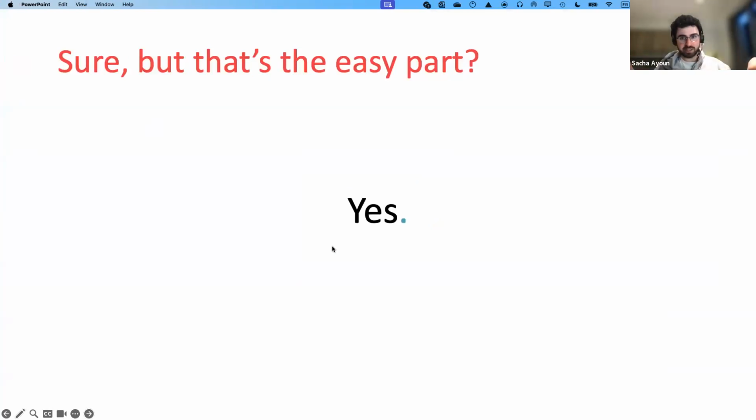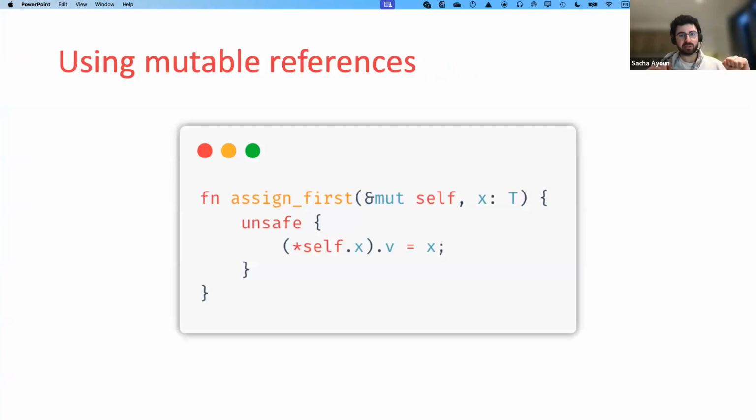And yes, that's the easy part because the hard part when reasoning about Rust, as we said, is reasoning about mutable references. So let's look at the assigned first function.